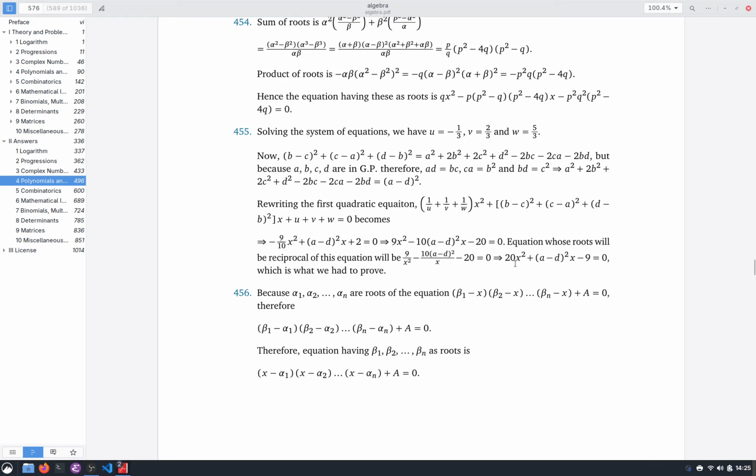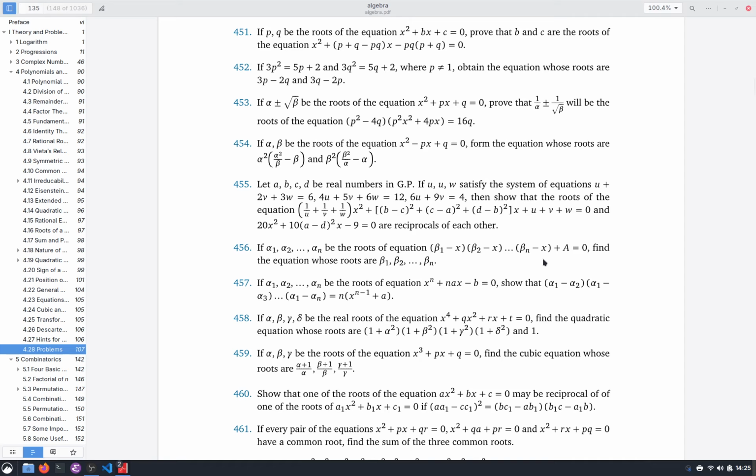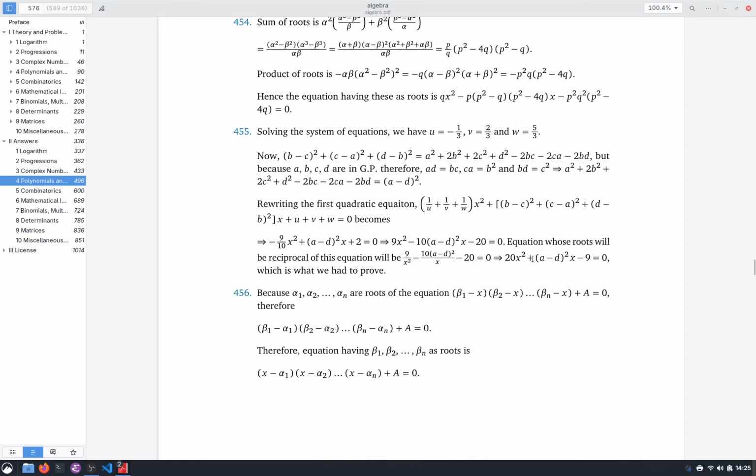is equal to 0, which is 20x square plus 10 into (A minus D) whole square into x minus 9 is equal to 0. There should be 10 here, 10 is missing. Yep, there should be 10 here. Okay, so that is a typing mistake.